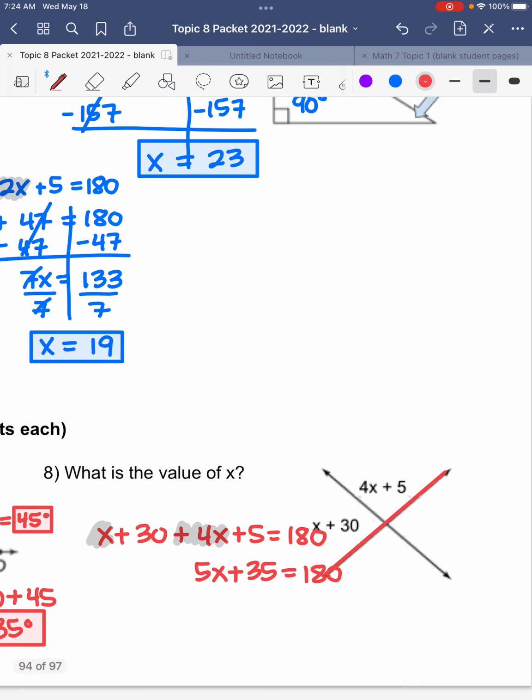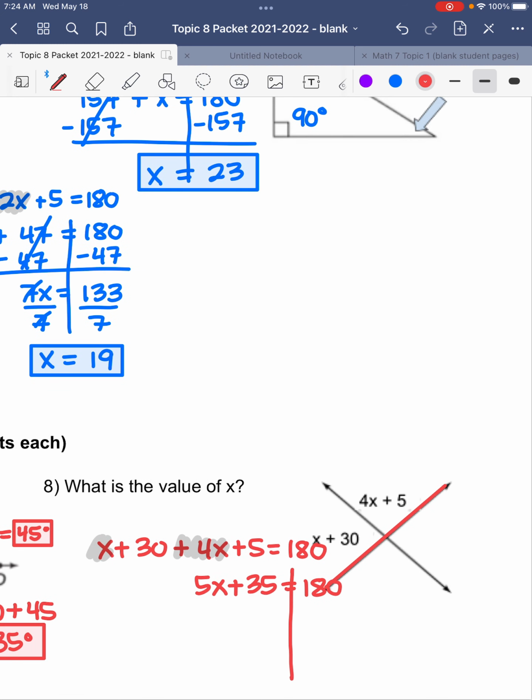So now I'm going to solve this like a normal two-step equation. So I'm going to start by subtracting 35 on both sides. 35's cancel out and 5x comes down. 180 minus 35 is 145. Now to get that x by itself, I'm just going to divide by 5 on both sides. And when I put this into my calculator, 145 divided by 5, I find that x equals 29.